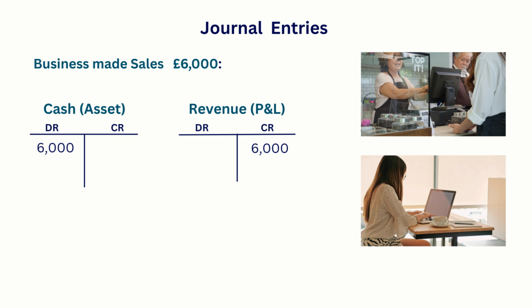So sales are important. They bring money into the business, but on their own, they don't tell us how successful the business actually is. In terms of our financial statements, this £6,000 will appear in the profit and loss account as revenue because it reflects the performance of the business. At the same time, the cash we received will appear in the balance sheet because it shows what the business now owns. A single transaction increases cash on the balance sheet and increases revenue in the profit and loss account.